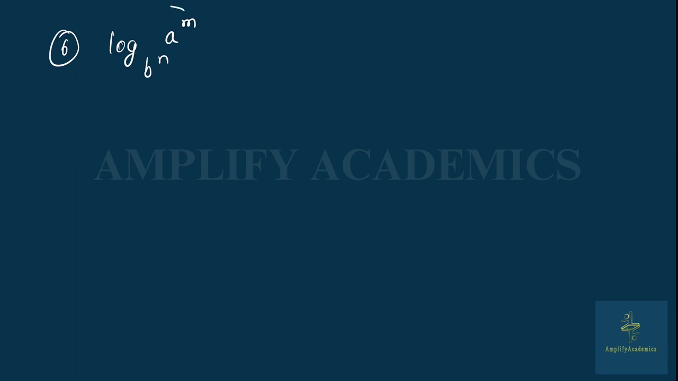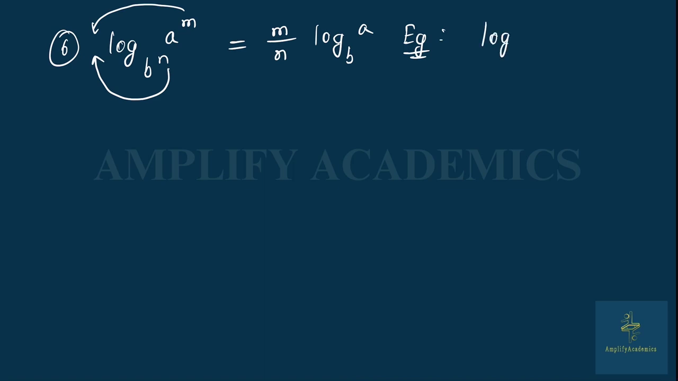So you can grab m, or the power, both of them, and put it here in front of log and rewrite this as m over n log base b argument a. Example, let's say log base 25, argument is 27. Rewrite this as log base 5 squared, argument 3 cubed, and we have 3 over 2 log base 5 argument 3.